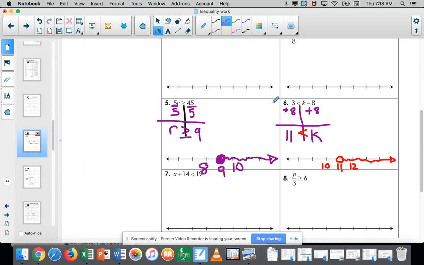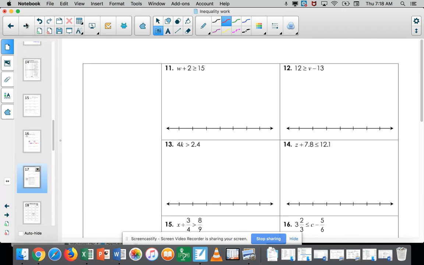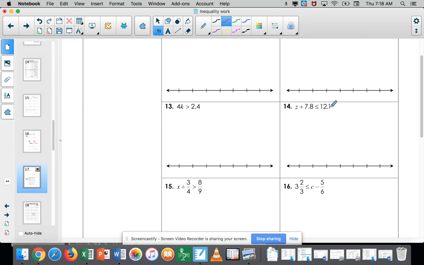We have two more types of inequalities that we're going to talk about today. If you turn your page, we're going to do two from this page. We are going to do this addition one on number 14 here. And so number 14, we are going to go ahead and split this down the middle. Then I'm going to say, hey, I see addition, so I'm going to use subtraction. And I subtract 7.8 from both sides.